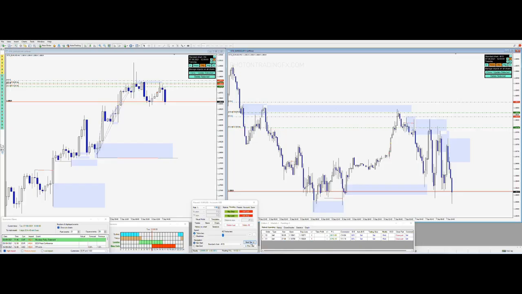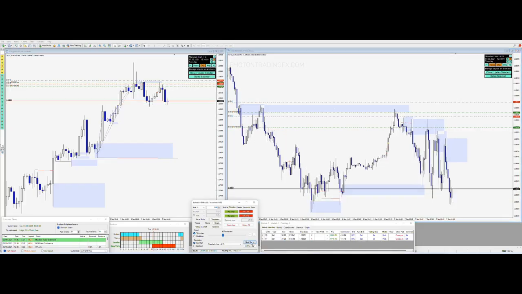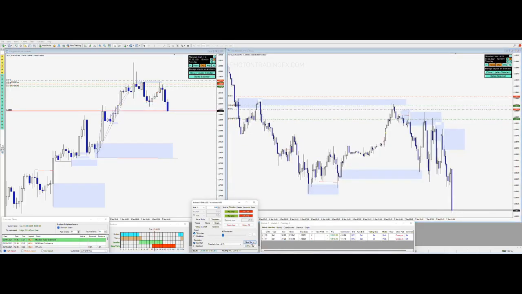All right, see how we go on. Coming into New York now, so we might see some decent volatility. Boom, there we go. Okay, so we pushed down through the lows. I'm going to take some partials on these now. Okay, so running 12% on this.